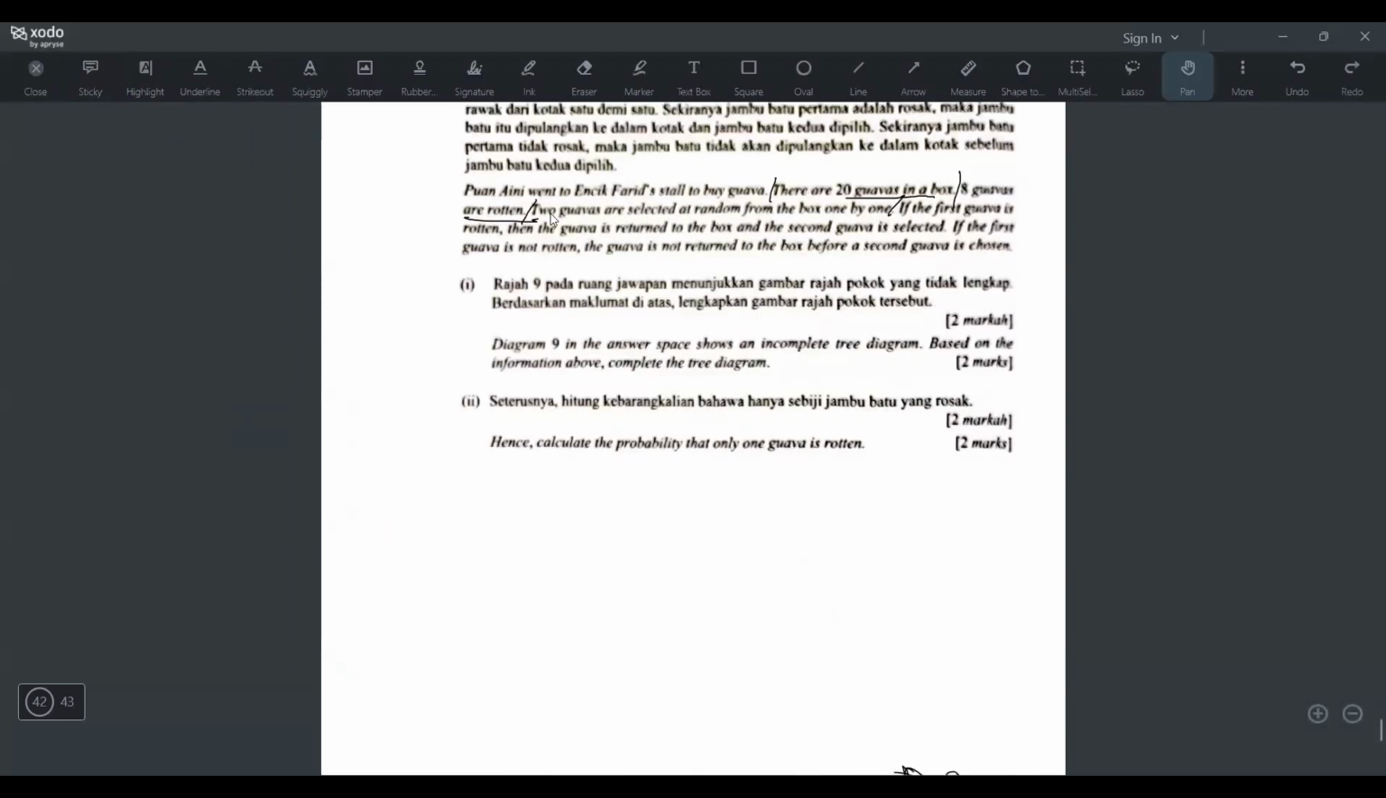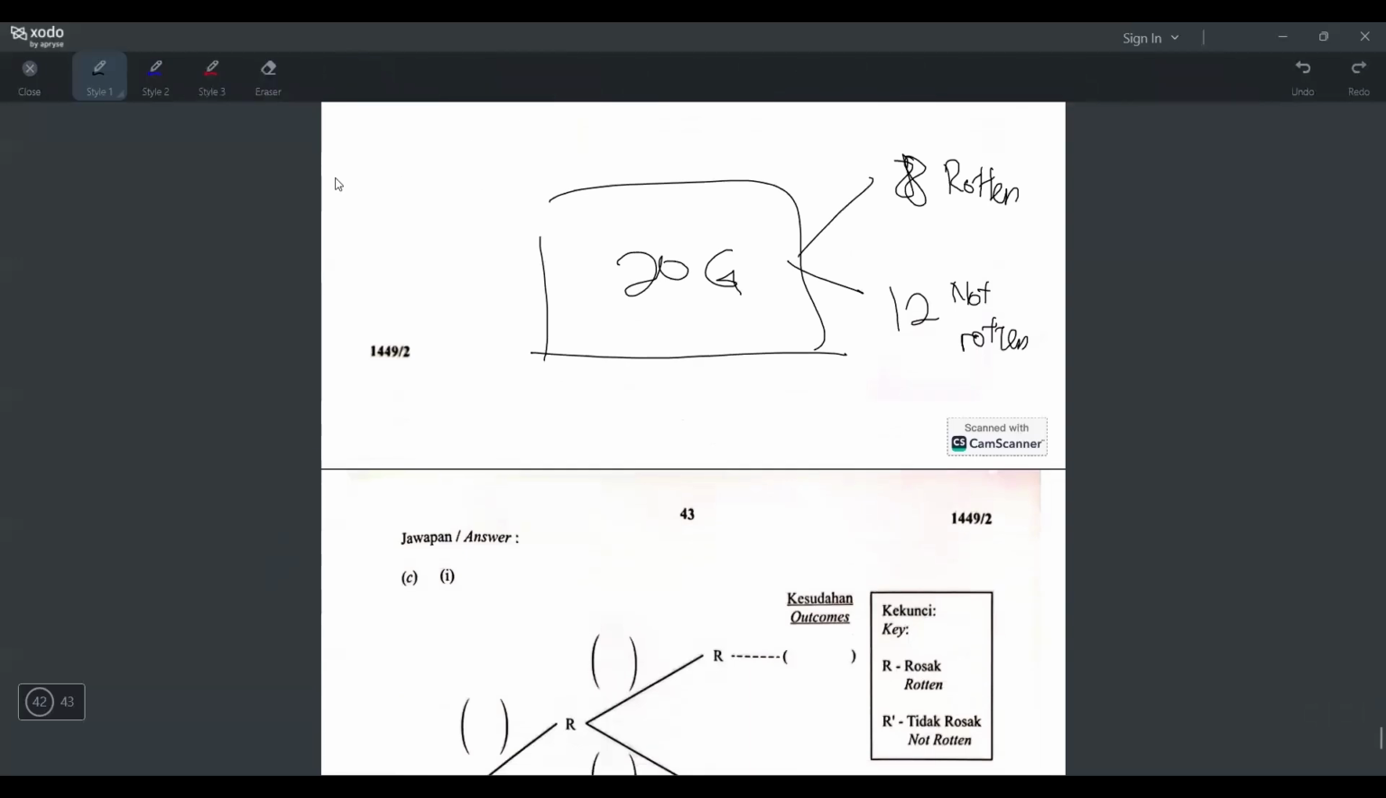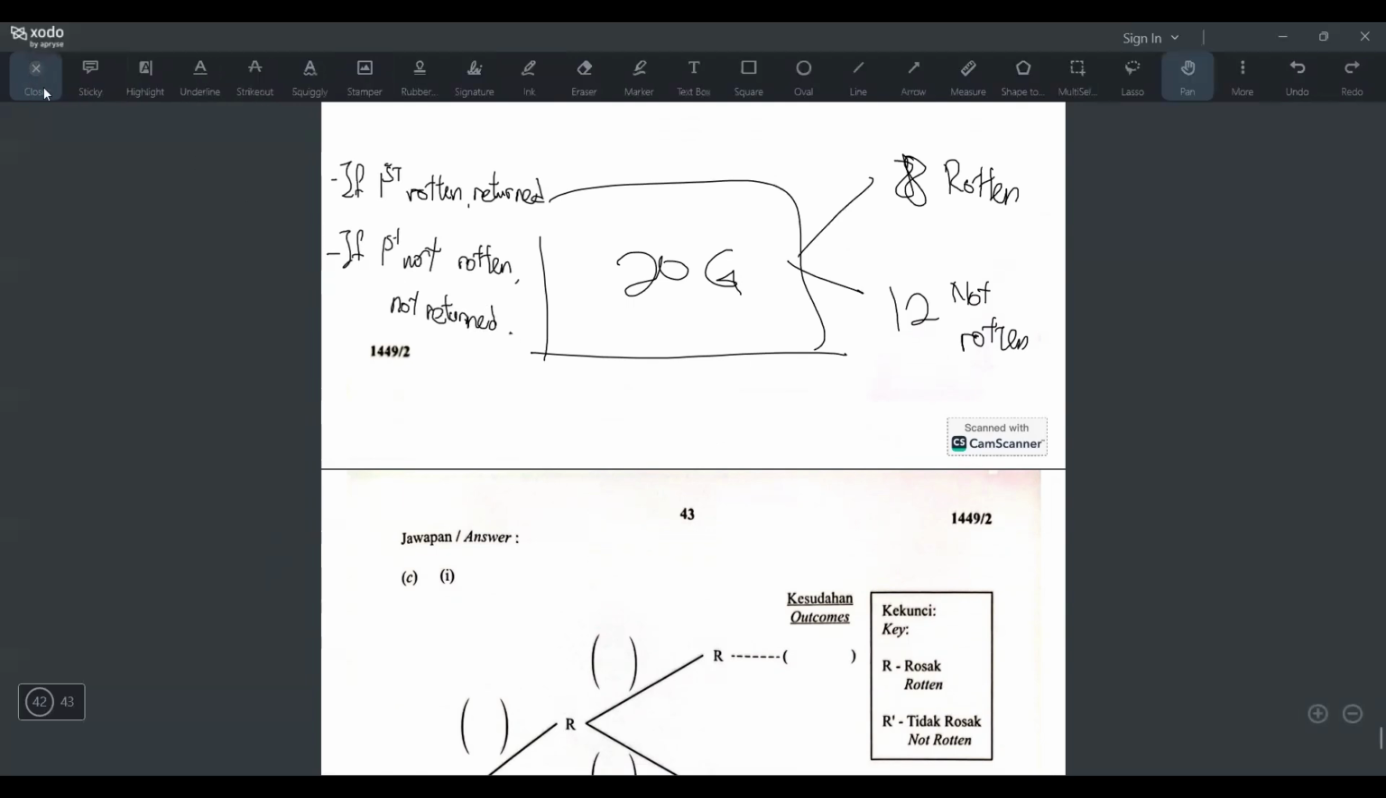But the question says he chooses 2 guavas. So if you select 2 guavas, you have to read whether they say with replacement or without replacement. So they actually said if the first guava is rotten, then the guava is returned. So there are 2 conditions here. So if first rotten, then return. Okay, I just write short form. Then what if the first is not rotten? The first is not rotten, then it's without replacement, not returned. It means if the first one is not rotten, then I never put back in the box already.